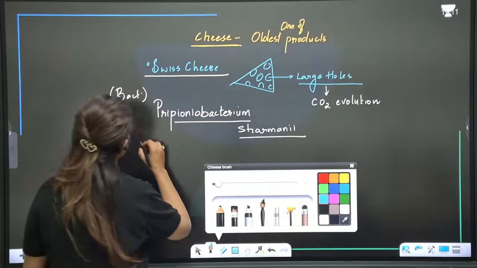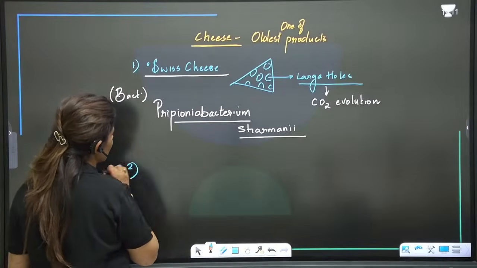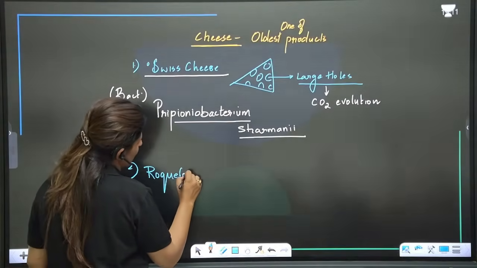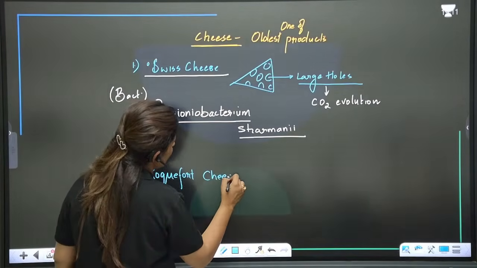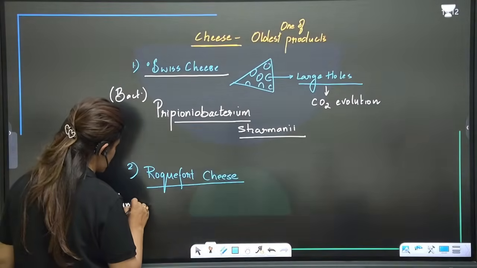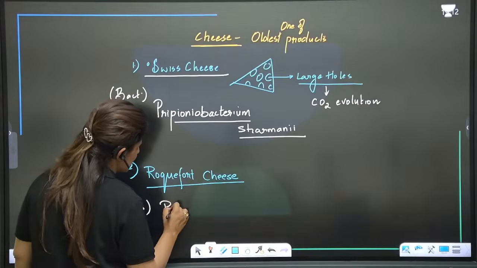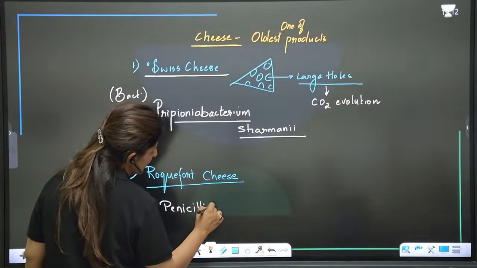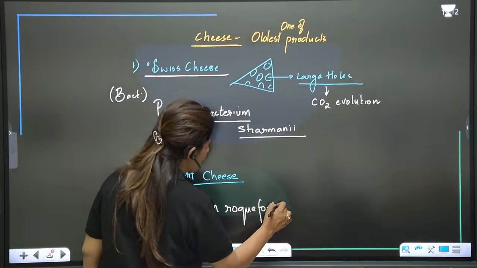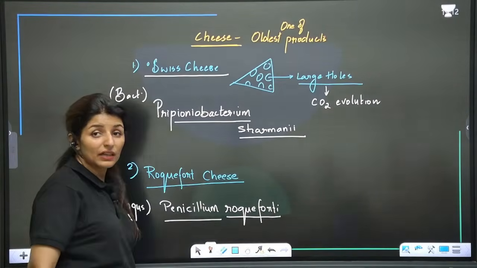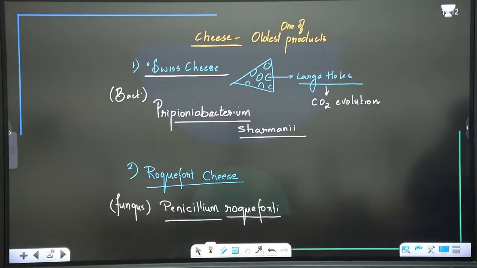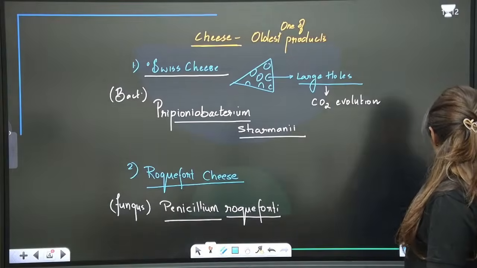Similarly, we have one more example. This is Swiss cheese. The second example given here is Roquefort cheese. Now this Roquefort cheese is not produced by a bacteria, rather it is a fungus which can produce it, a mold, that is Penicillium roqueforti. So depending upon the microbe used, we'll have different texture and different taste and flavor of these cheeses. Are these points clear? Penicillium roqueforti, right? All right, guys. Moving on to the next.